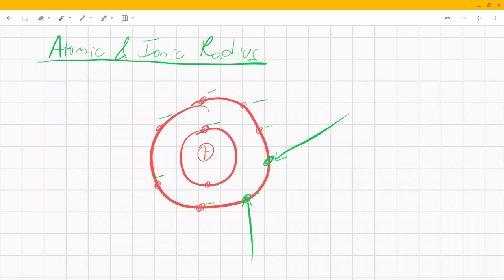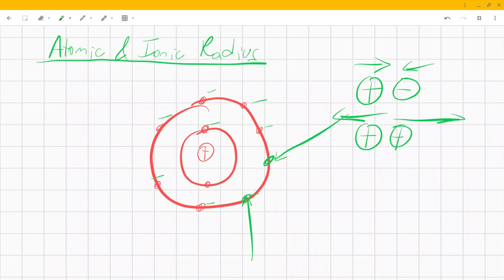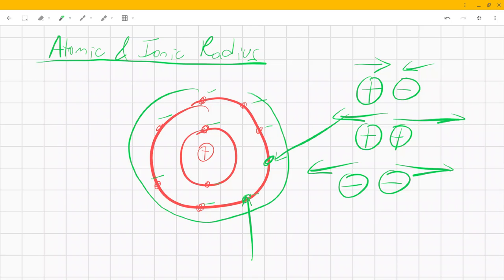And remember that opposites attract, right? Positive and negative want to come near each other. But remember that likes repel. So when you put a positive next to a positive, they want to push away, and negative next to negative, they want to push away. So now, because there's extra electrons, what actually happens to the atom is it puffs out a little bit more than it was before. It gets a little bit bigger because there's more electrons.